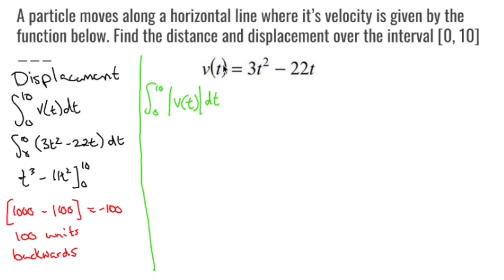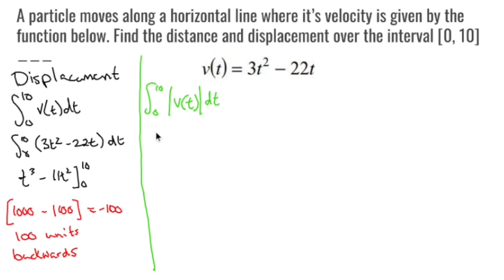If I'm going forwards, that tells me a distance of something. And if I'm going backwards, that tells me a distance of something too. So what I need to do is find out when I'm going forward and when I'm going backwards. The way I can find that is by finding out when velocity is increasing and when velocity is decreasing.